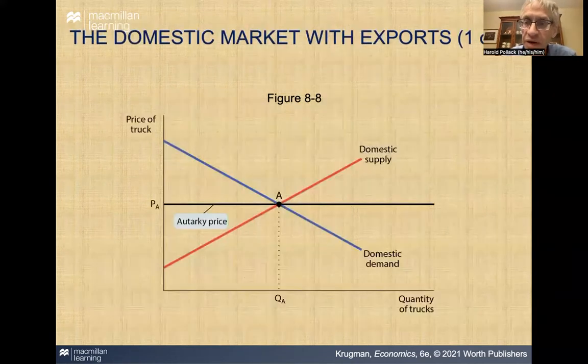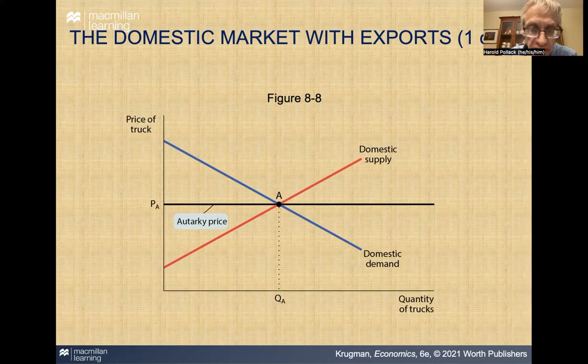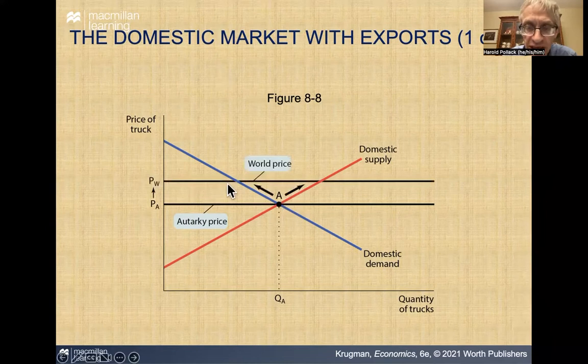Okay? Now let's think about what happens in the domestic market when you have exports. So now let's flip things around a little bit. Now we're selling trucks, and domestically, there's a supply and demand situation where we end up at this equilibrium. But now let's say there's a world price that's actually above what the autarky price is in the US. There's lots of demand for trucks in China and other places. So now what's going to happen?